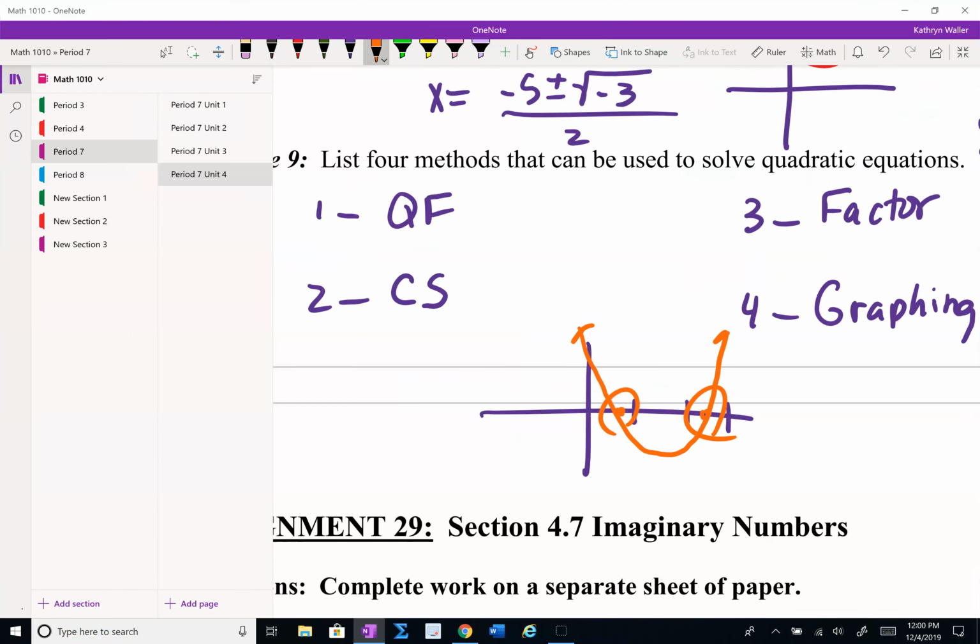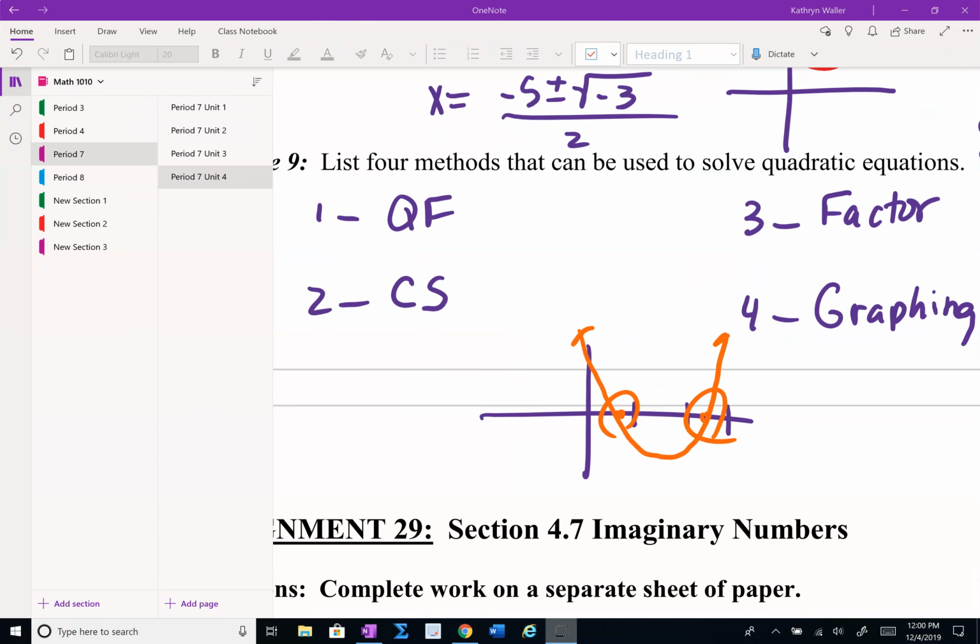Do we have until 27? Is that how long we have? I think we have till 18. 18? Okay, well, that's good. We'll take it.